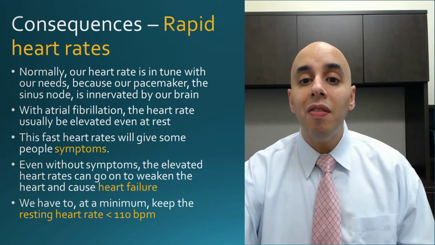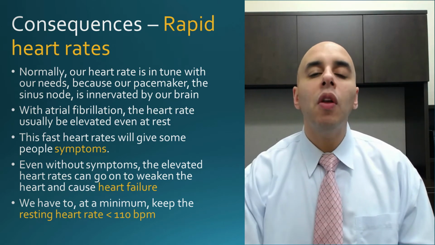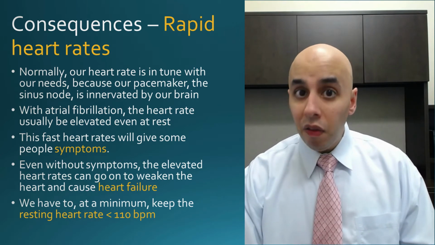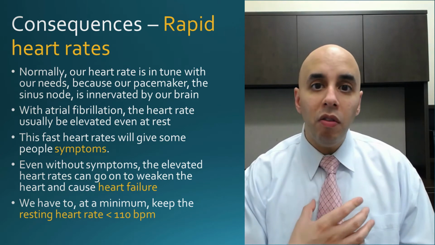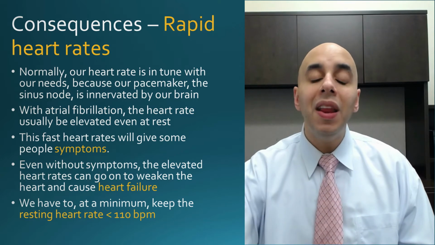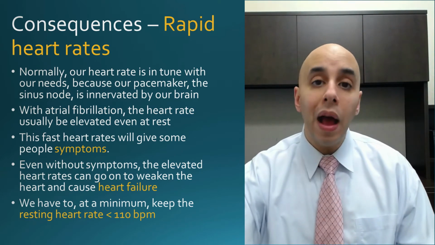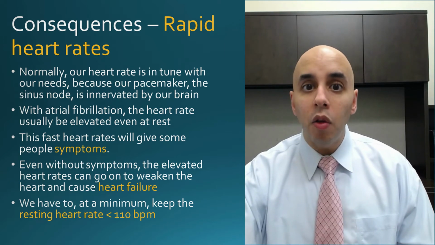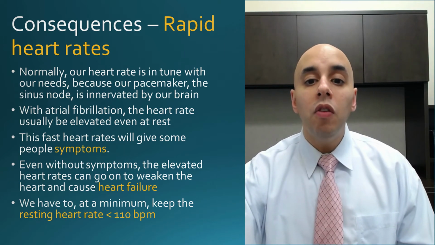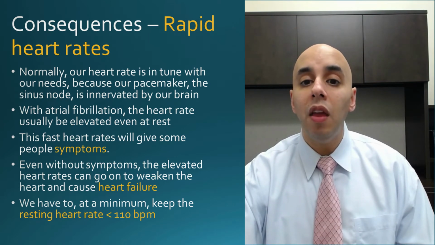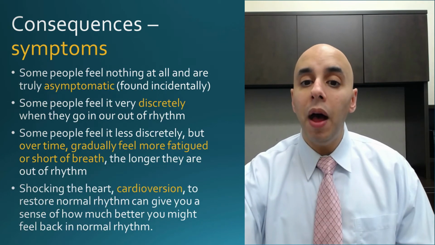With atrial fibrillation, typically, because of the chaotic electrical activity, the heart rate is typically elevated. This gives some people symptoms such as palpitations where they feel their heart racing. But even if you're not having symptoms, if your heart is beating this quickly, it can start to wear out. The wearing out of the heart, or the weakening of the heart, is called heart failure. So at a minimum, we have to keep the heart rate less than 110 beats per minute. So we do this with medications to slow down the conduction from the top to the bottom.